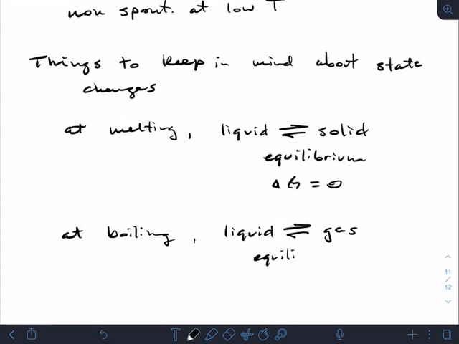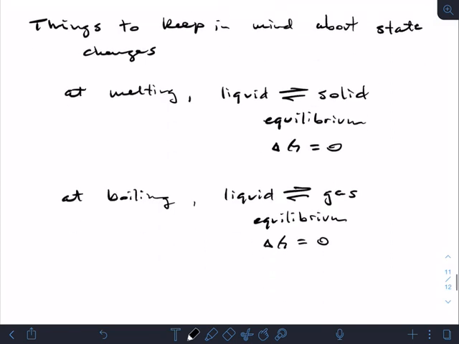So at the boiling point, I have an equilibrium again between liquid and gas. So equilibrium means that delta G equals 0. Okay? So keeping that in mind, entropy at a phase change is not a 0 value. Remember, we can calculate that from enthalpy and temperature of the transition. But delta G equals 0 at phase changes.